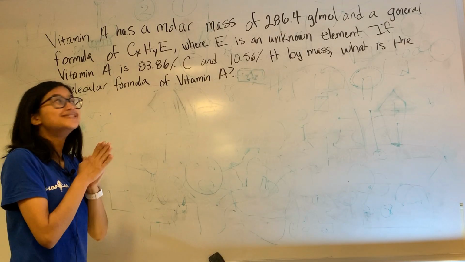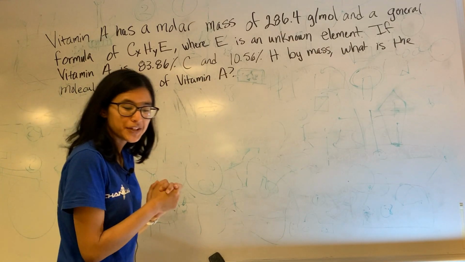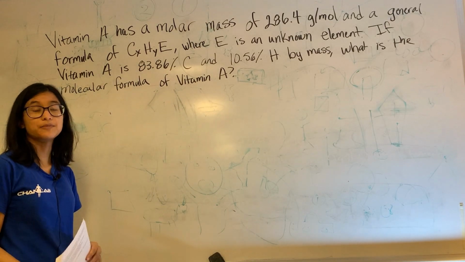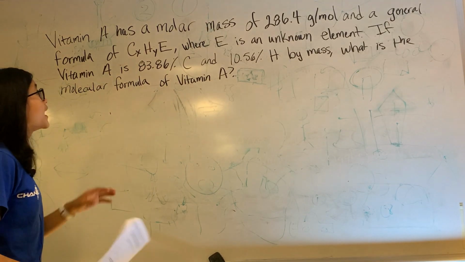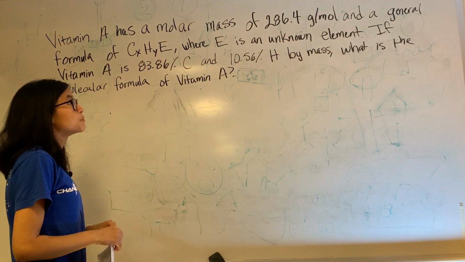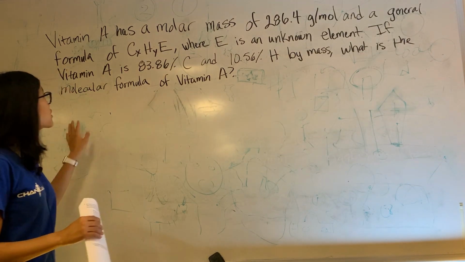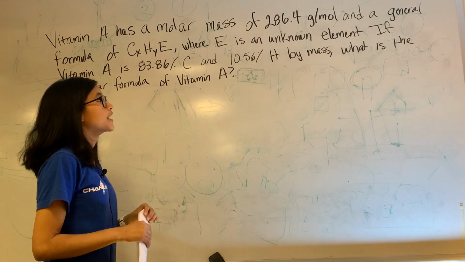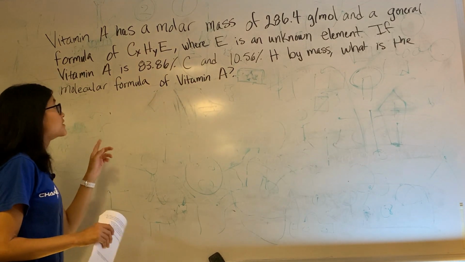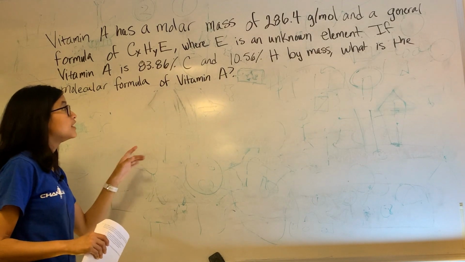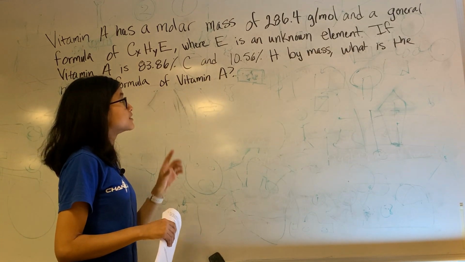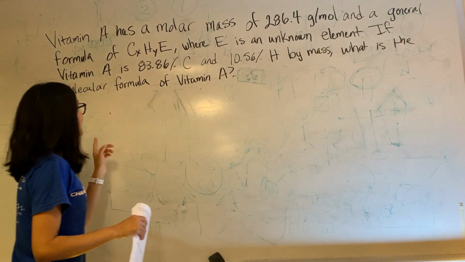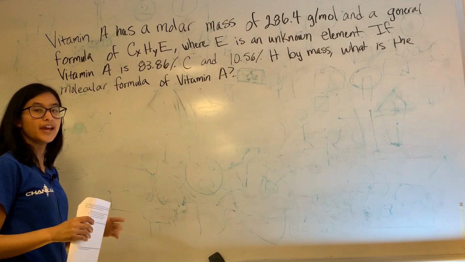All right, next chemistry. So we are going to ramp up the difficulty a bit now with this next problem on vitamin A. So vitamin A has a molar mass of 286.4 grams per mole and a general formula of C6HYE, where E is an unknown element. If vitamin A is 83.86% C and 10.5% H by mass, what is the molecular formula of vitamin A?